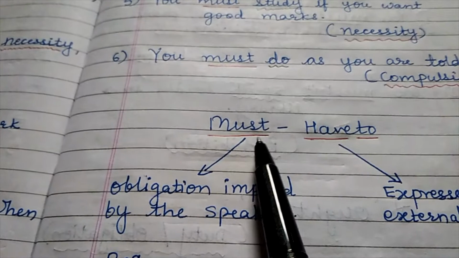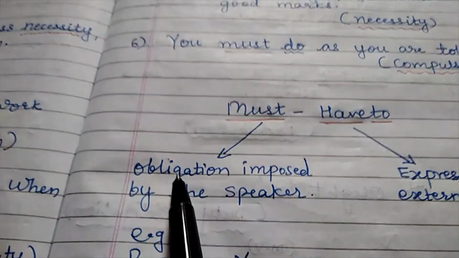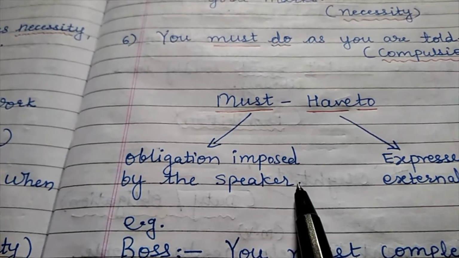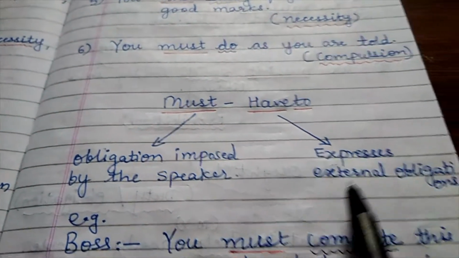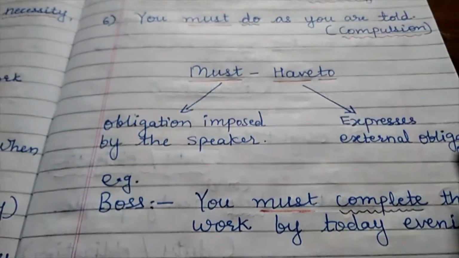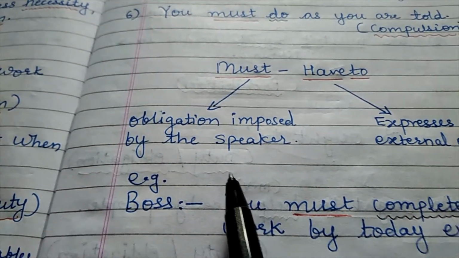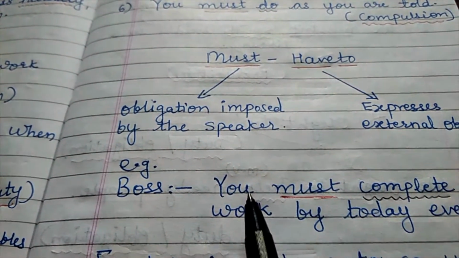Let's see what is the difference between must and have to. Must is used when obligation is imposed by the speaker, and have to is used when it expresses external obligations. Means when an obligation is imposed by somebody, then must is used as modal auxiliary.